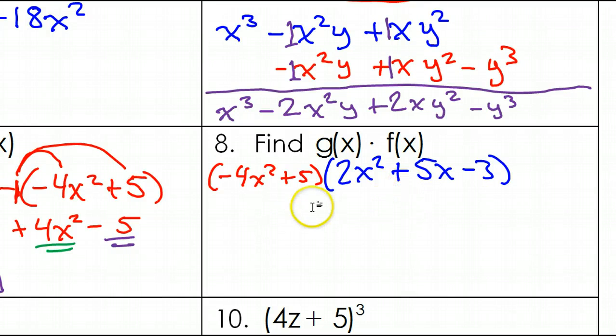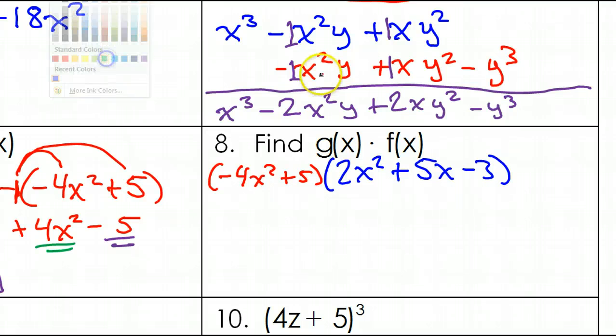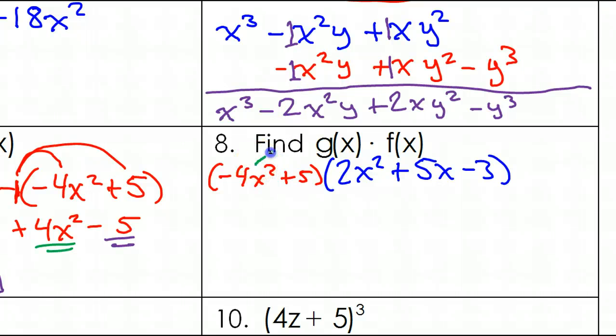All right, so now we're going to do our double distributive property like you do. Let's see. I'm going to go green with it. So I'm going to do the double distributive property like this. Okay, so here I go. Negative 4x squared times 2x squared. Well, negative 4 times 2 is negative 8. X squared times x squared is x to the 4th power.